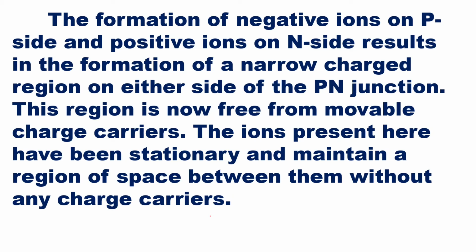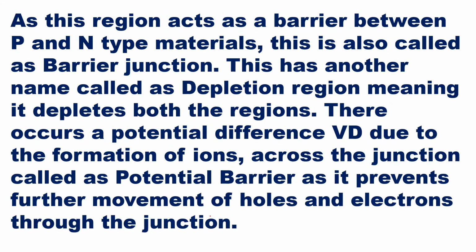Then you can see the theory here. The formation of negative ions on the p side and positive ions on the n side results in the formation of a narrow charged region on either side of the PN junction. This region is now free from movable charge carriers. The ions present here are stationary and maintain a region of space between them without any charge carriers. As this region acts as a barrier between the p and n type material, it is also called the barrier junction. It has another name, the depletion region, meaning it depletes both regions.